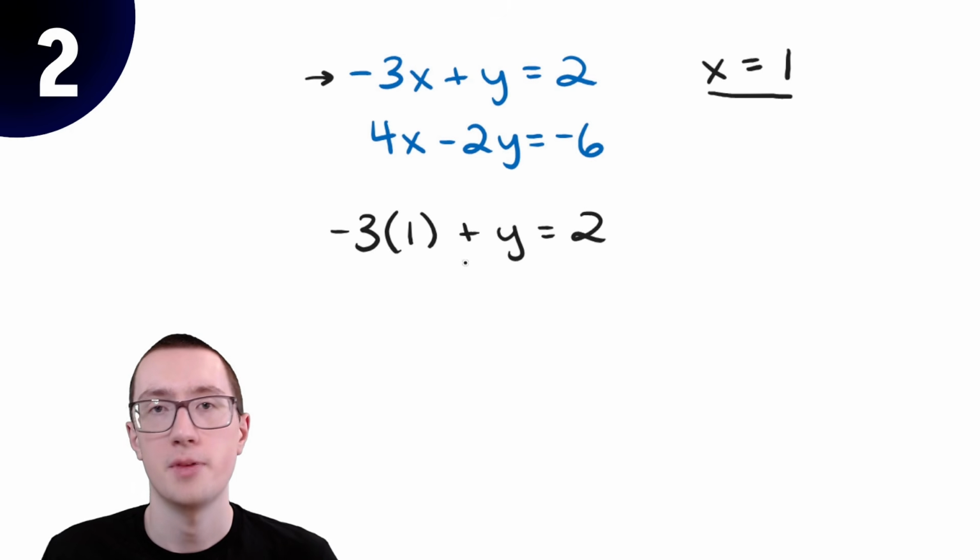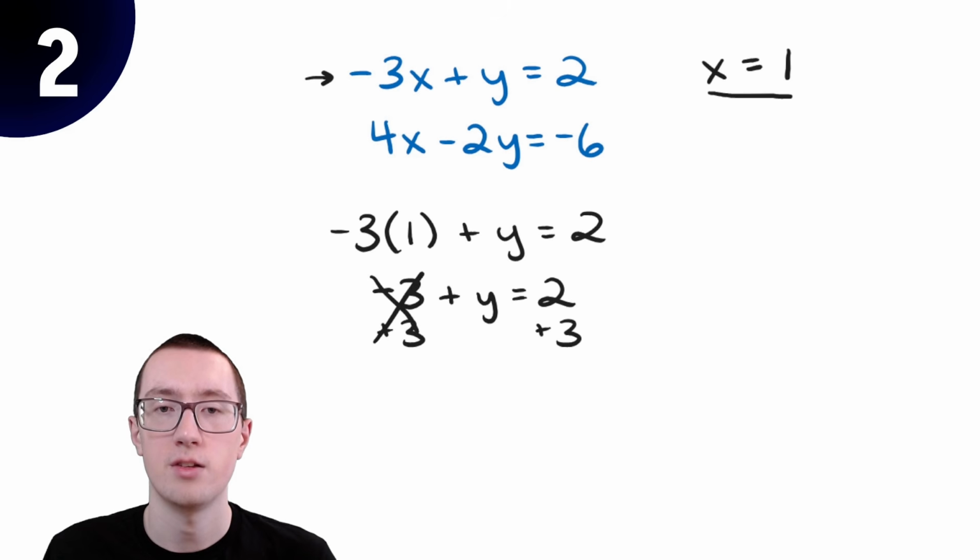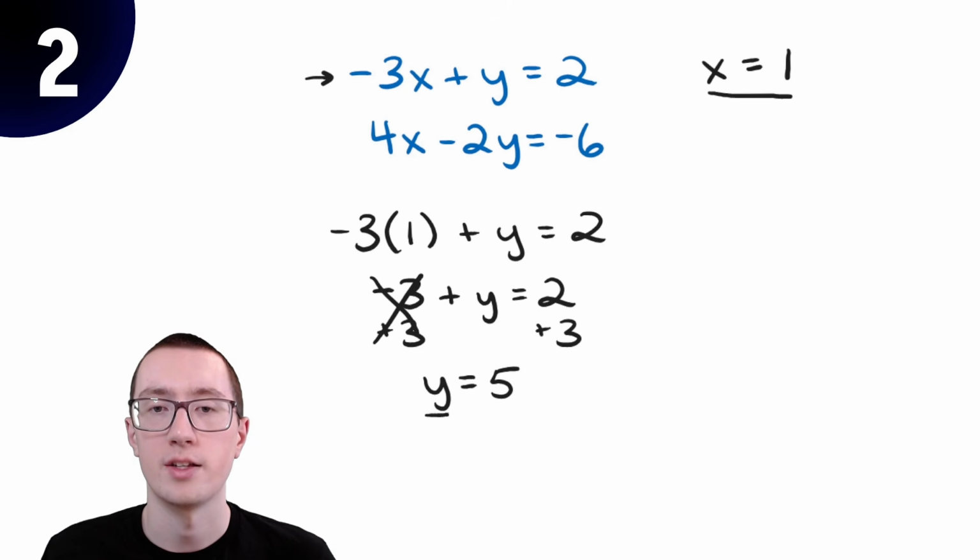Negative 3 times 1, anything times 1 is itself, so that's minus 3, and then everything else is going to stay the same. And now we can just get y by itself by getting rid of this minus 3. The opposite of minus is plus, so we'll add 3 to both sides. These cancel out, and we just have y equals 2 plus 3, which is 5. So y is equal to 5. And our final answer is x equals 1 and y equals 5.